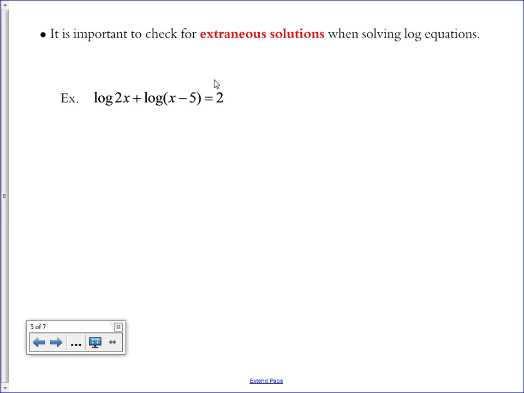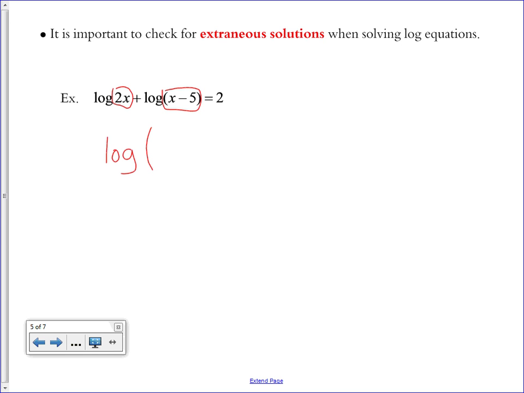We practiced combining logs and writing them as a single log. And remember that when there's a plus sign between 2 logs, you can combine it as a single log with multiplication. You take the argument of the first log, which is 2x, and it's getting multiplied by the argument of the second log, which is x minus 5. So to combine 2 logs with a plus sign between them, you multiply their arguments.